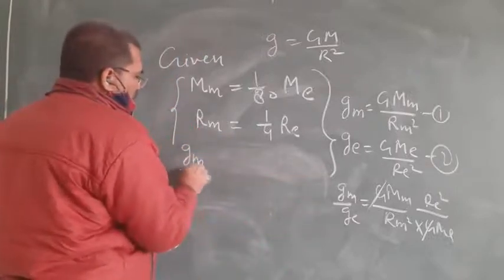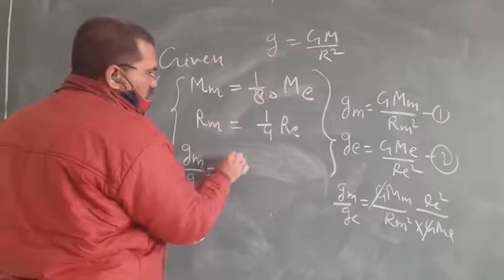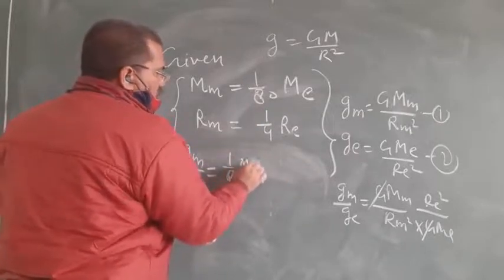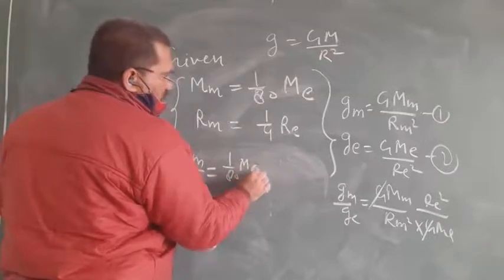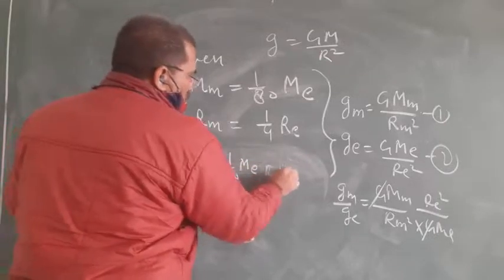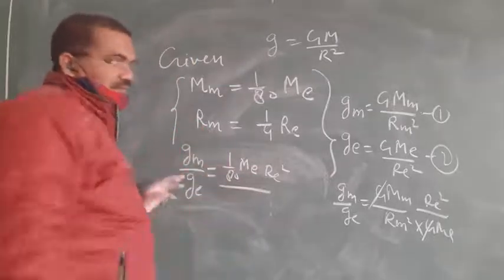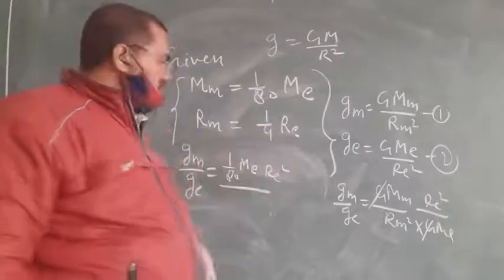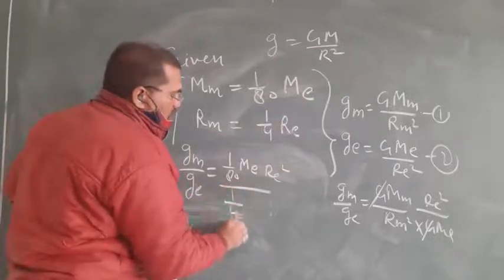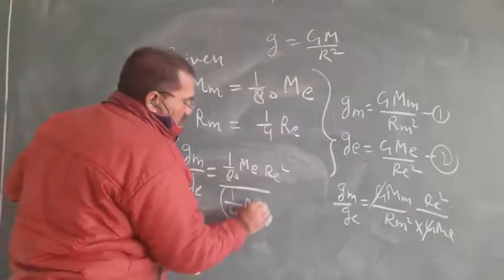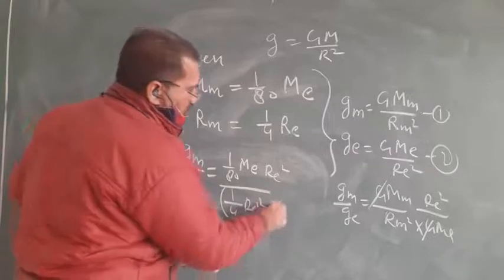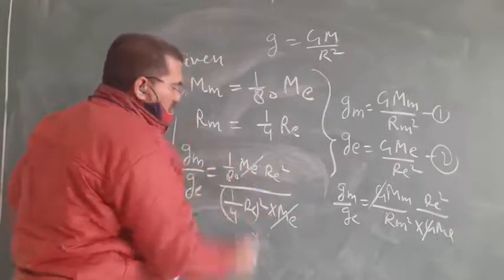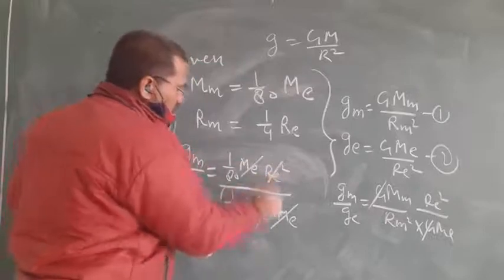Gm upon G is equal to 1 by 80 times mass of Earth into R square upon... You can also put the radius of the Moon in terms of radius of Earth. So what we get is 1/4 R whole square into mass of Earth. This is also cancelled out. R square is cancelled out.